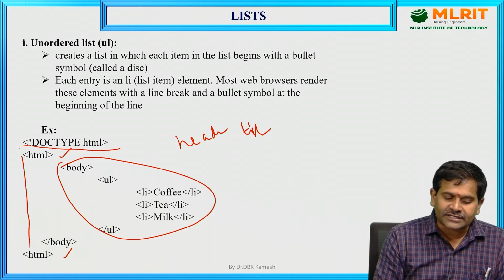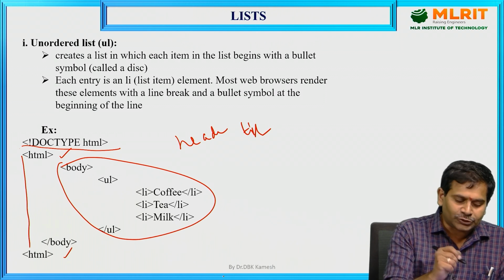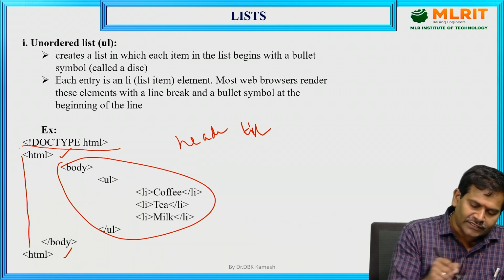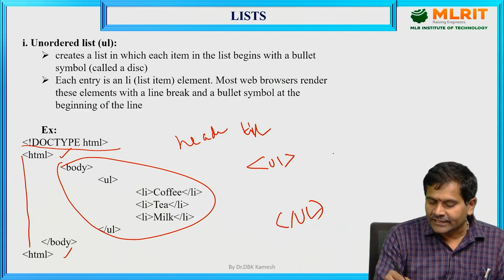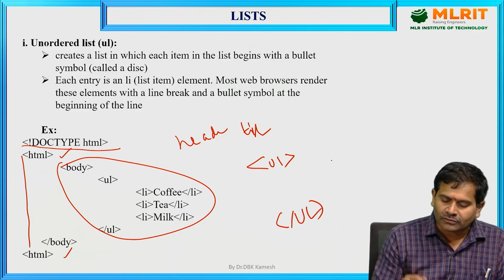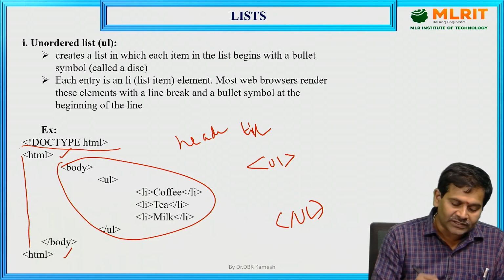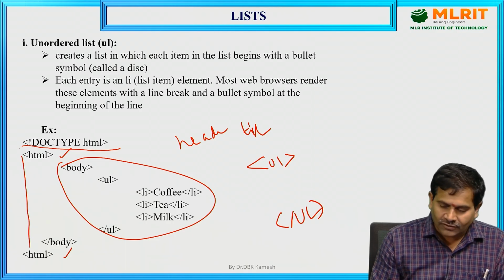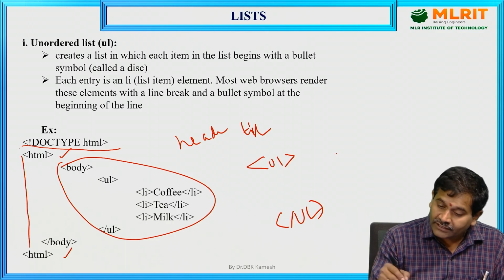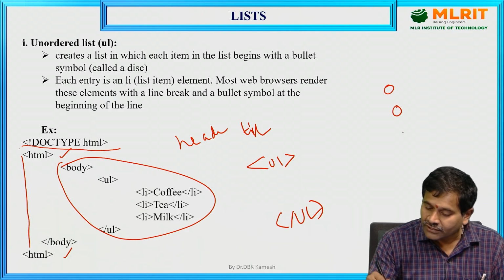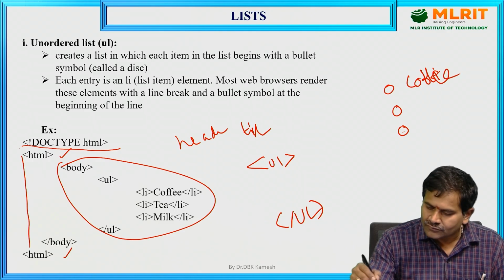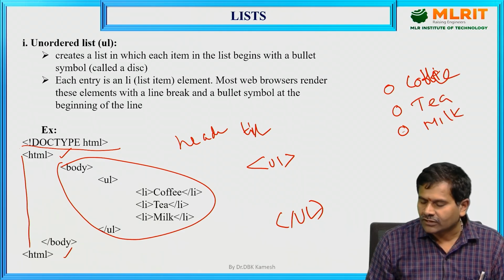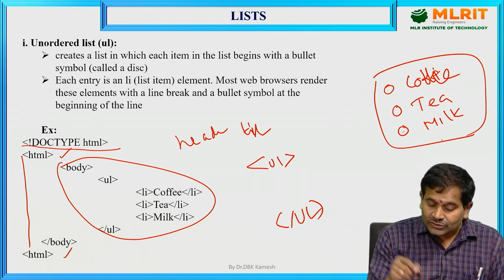But in the body section, we have to create the UL. This tag is UL followed by /UL. In between you write the content. Here we are using coffee, tea, milk. I want them displayed on the screen like this. So how do we write it?